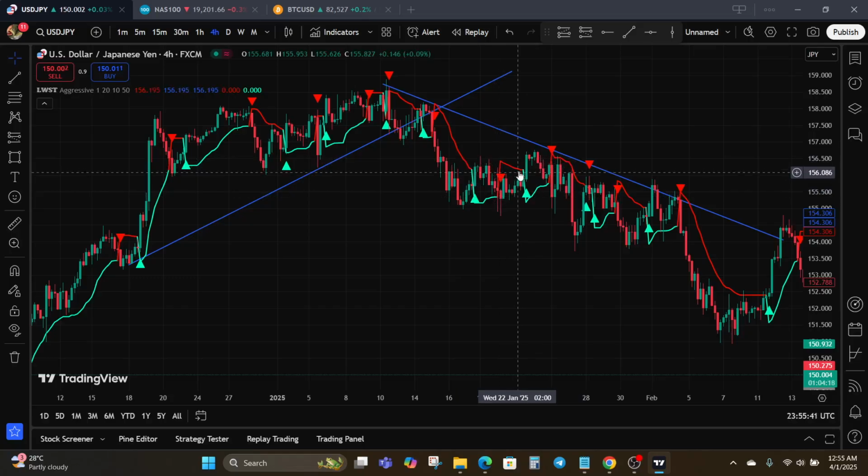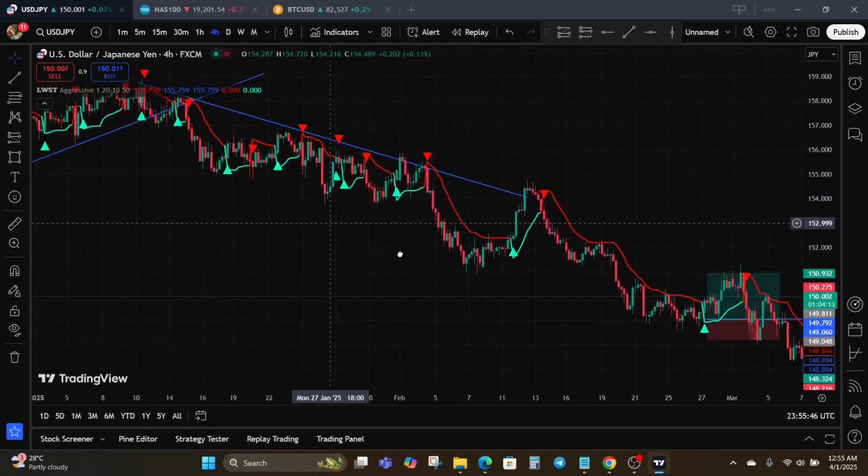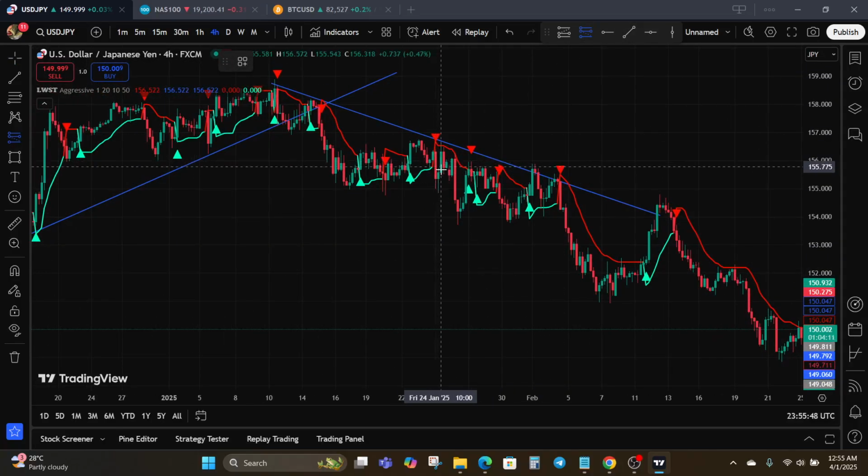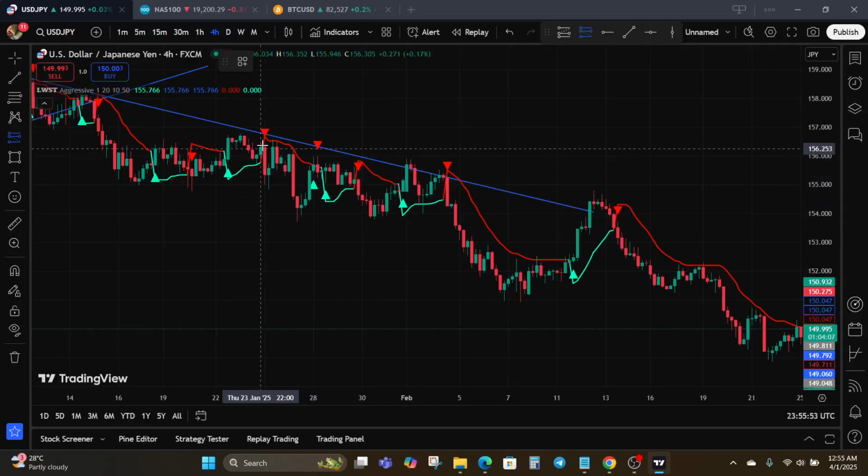So when a new lower high forms, it could be a sign, a time to enter a sell, right? When you enter a sell, make sure you get your confirmations. Candlestick patterns, watch out for candlestick patterns. For example, look at this bearish engulfing. So you watch out for candlestick patterns.